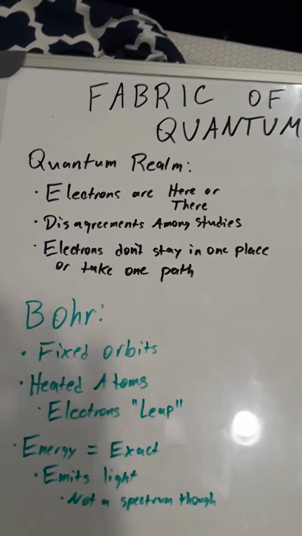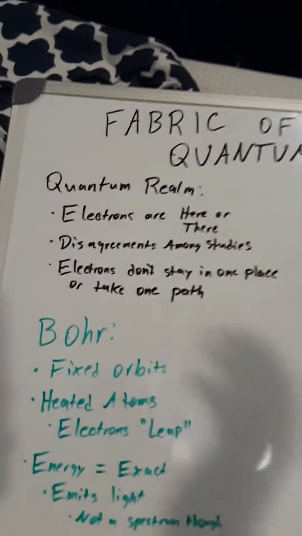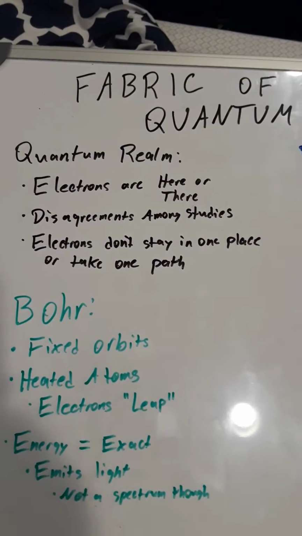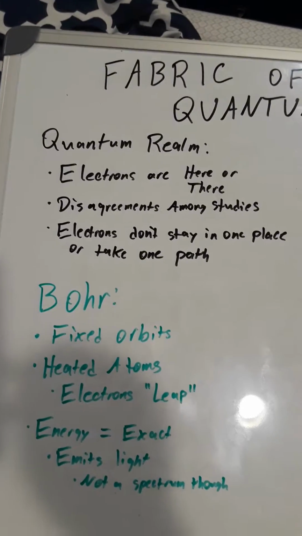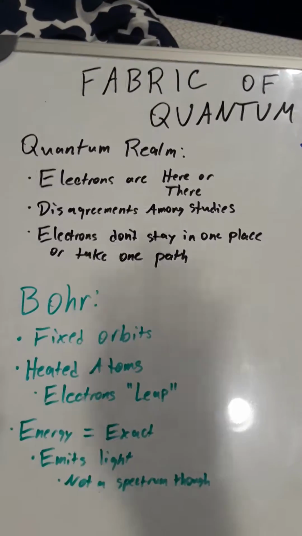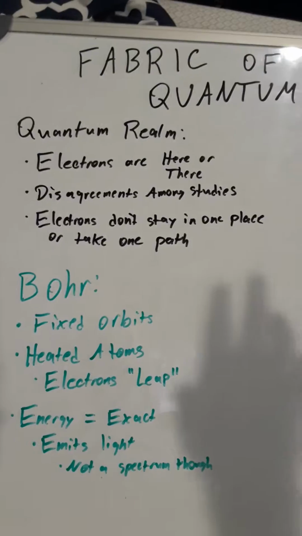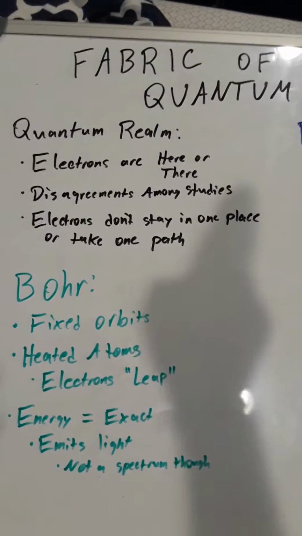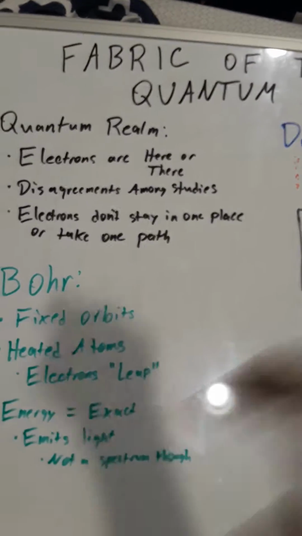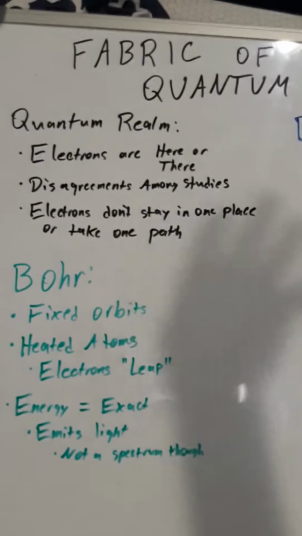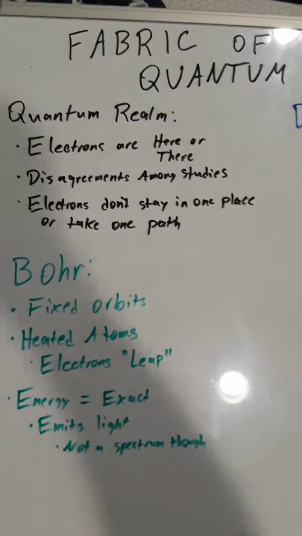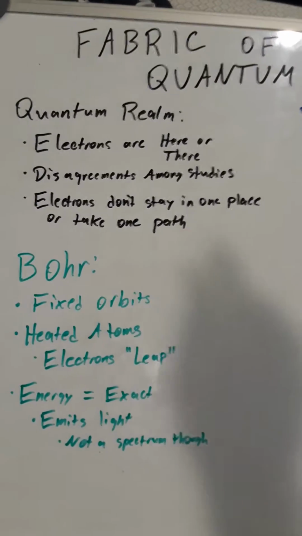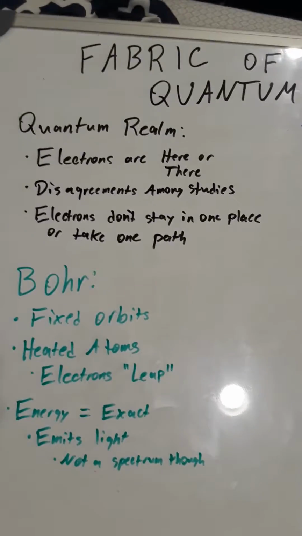There's a lot of different disagreements about how they study the quantum realm, but what it basically boils down to is that electrons don't like to stay in one place, and they don't take one path. They take several paths. They could be here or over here, but they're not traveling across from here to here. It's instantaneous.